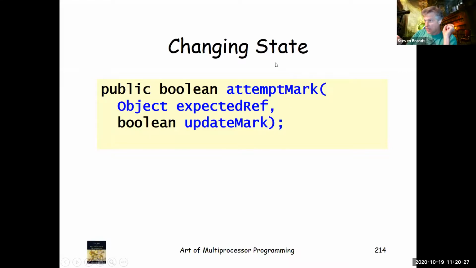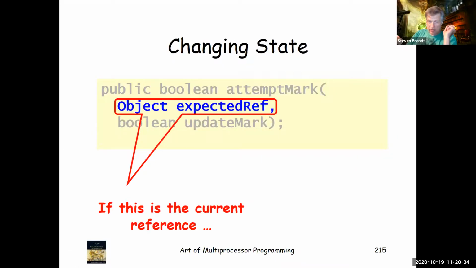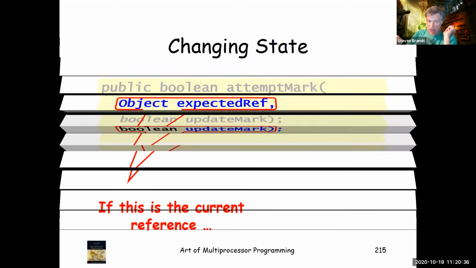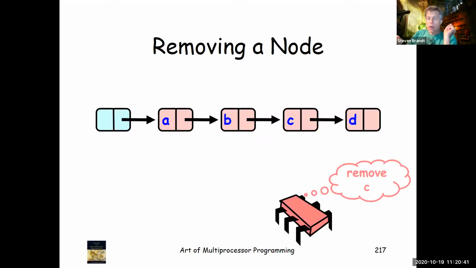So we can also attempt mark. If this is the current reference, then change the mark. All right, so removing a node now looks like this. We want to remove C. We set the logical flag to true. Now we're going to compare and set from B to D, and that will remove C.